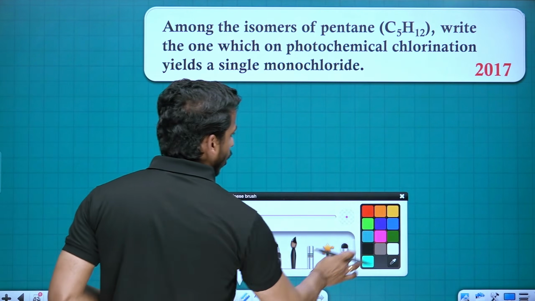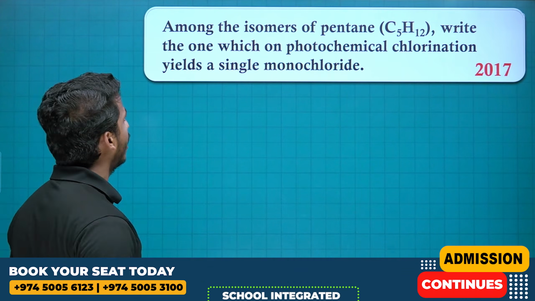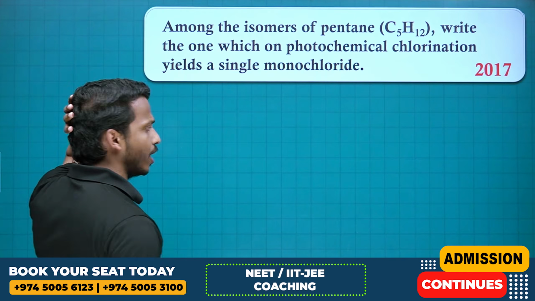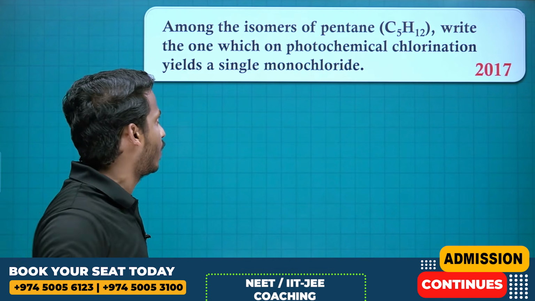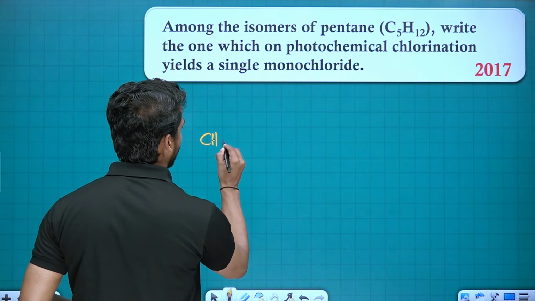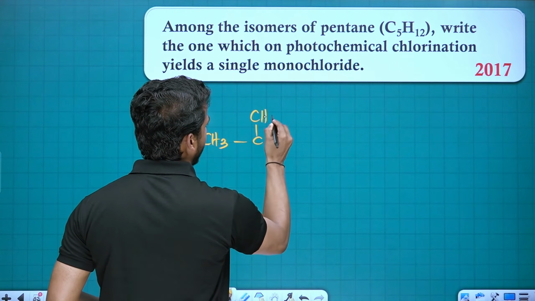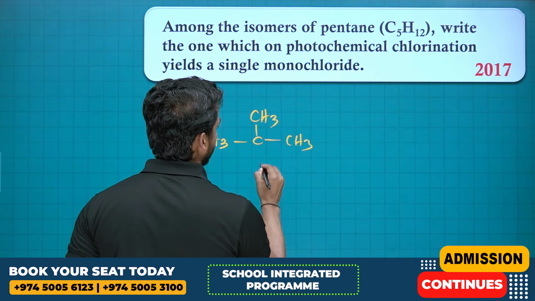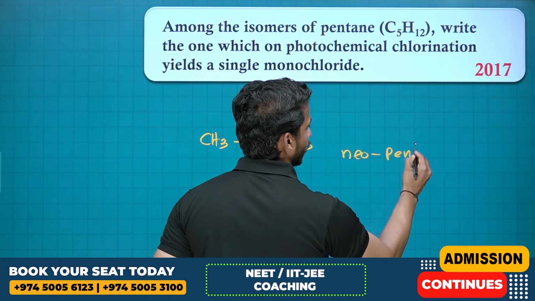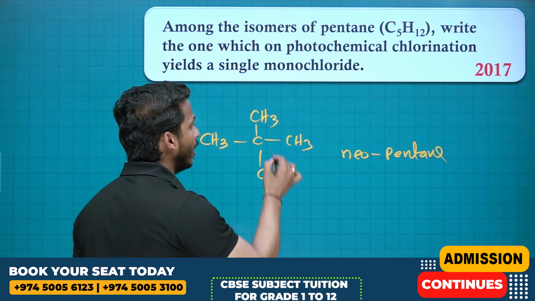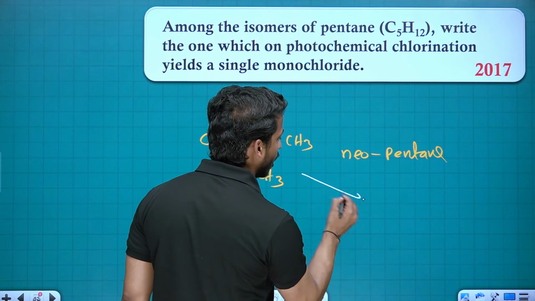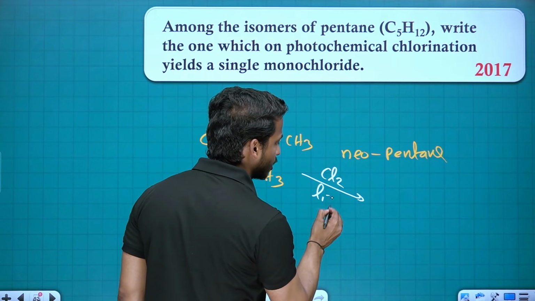Among the isomers of pentane, C5H12, write the one which on photochemical chlorination, that means chlorination in presence of light, yields a single monochloride. Many times we discuss this. Which isomer is it? Neopentane. What is the another name of neopentane? 2,2-dimethyl propane. See, this neopentane undergoes chlorination in presence of light.